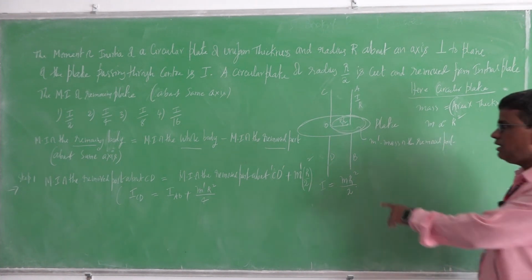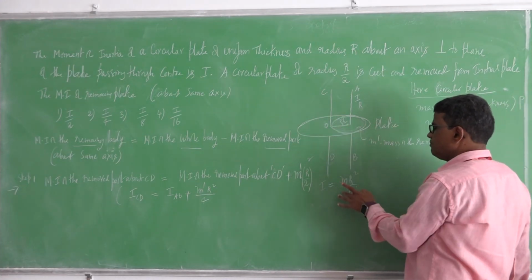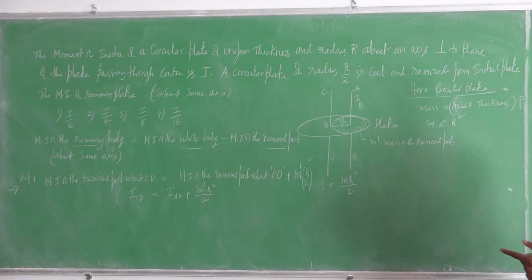So the radius is r when mass is m. When the radius is r by 2, I will calculate the mass, m dash. m dash is proportional to r by 2 whole square, so m dash is proportional to r square by 4. Instead of r square, can I write m dash? So by removing the proportionality, it can be written as m by 4.